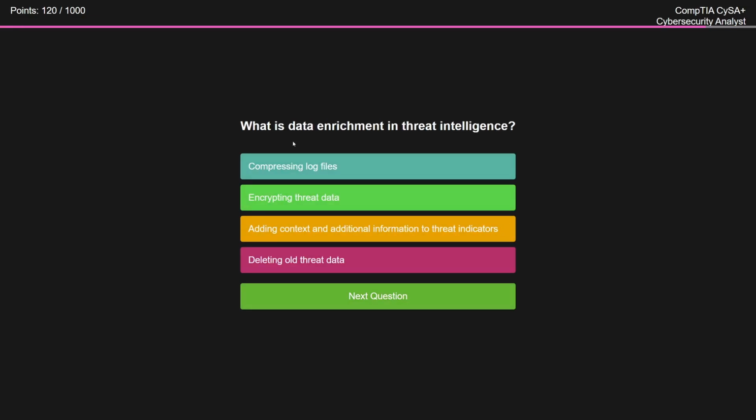What is data enrichment in threat intelligence? Compressing log files, encrypting threat data, adding context and additional information to threat indicators, or deleting old threat data. So, these ones up here, I don't know. But this one down here, maybe. But it's actually that one. What is data enrichment in threat intelligence? Data enrichment.